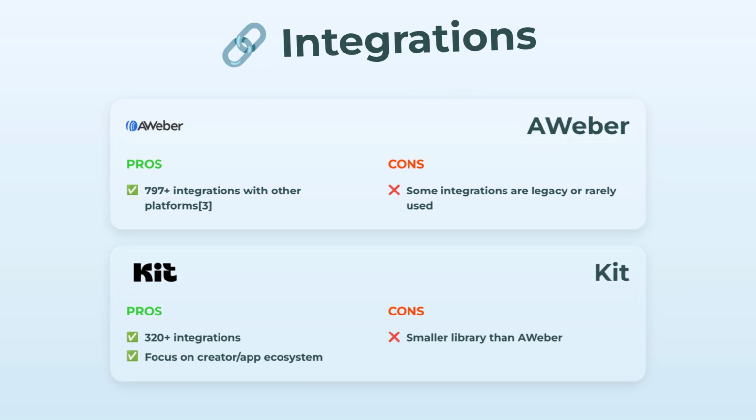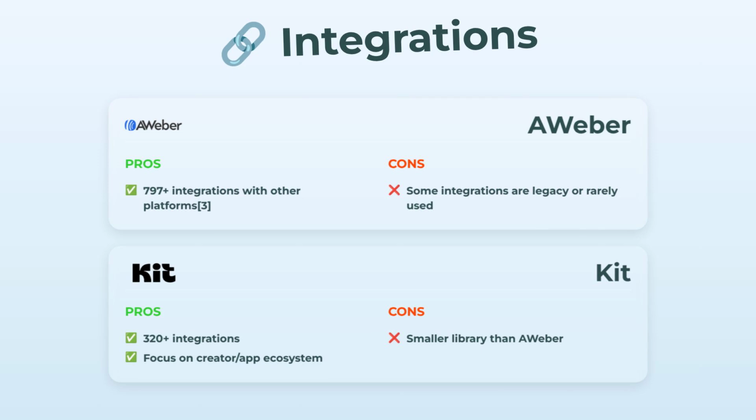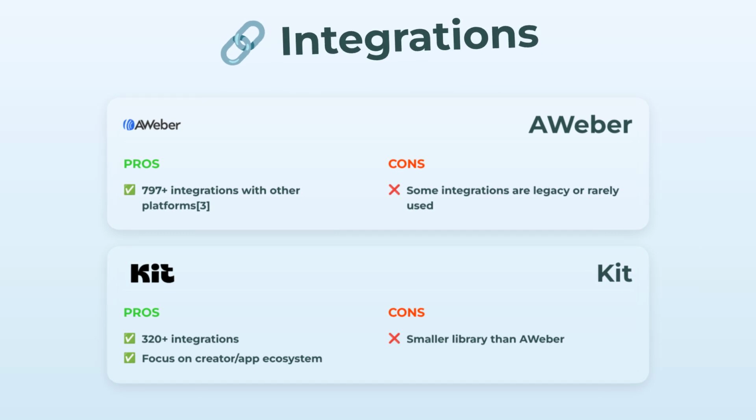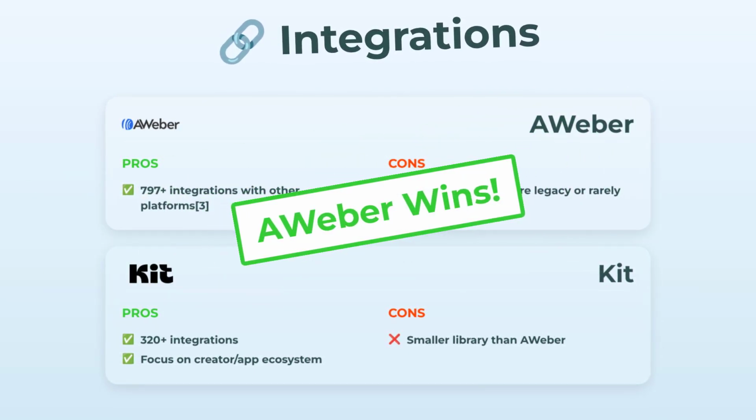Kit, by contrast, offers a little over 320 integrations, mainly focused on creator apps and platforms. It's a smaller library, but really targeted. For raw numbers and flexibility, I gotta hand it to AWeber on integrations.